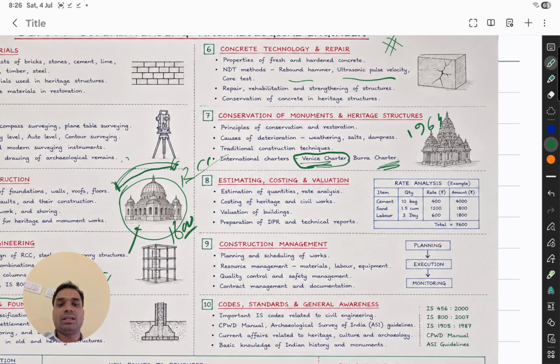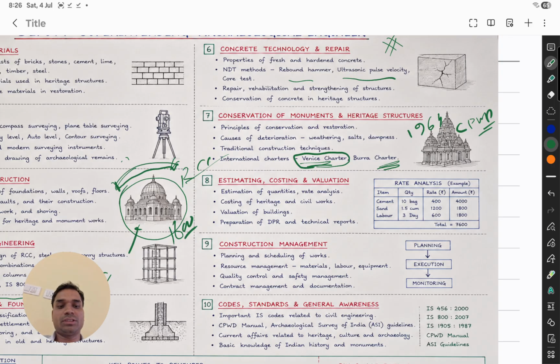Venice Charter also. You will also have some CPWD guidelines regarding monumental conservation; you will have the details in the CPWD. There are CPWD manuals also, and the Venice Charter is of utmost importance from that point of view.